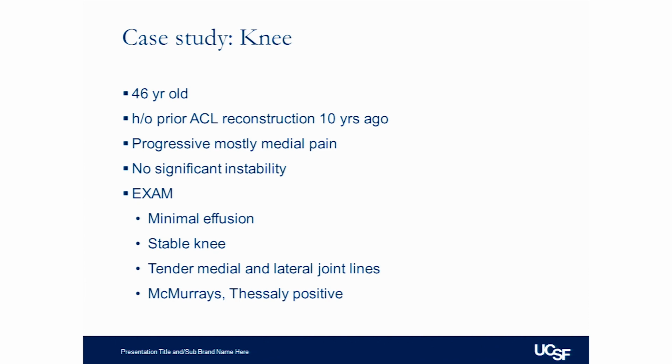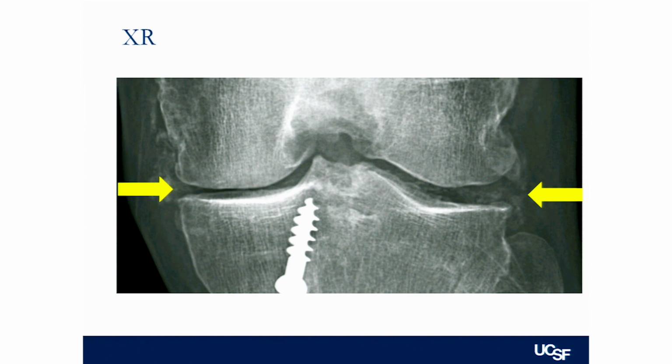He comes in and he's got an effusion. It's small, but his knee is still stable. He's got tenderness in the medial and the lateral joint lines. His McMurray's and Thessaly's on both sides are positive. So we get an x-ray, and you can see that he's got a big screw in here, and he's got some early arthritis of the notch. And if we look at the medial and lateral joint lines, they're somewhat preserved.